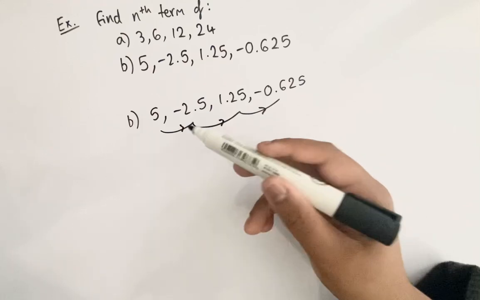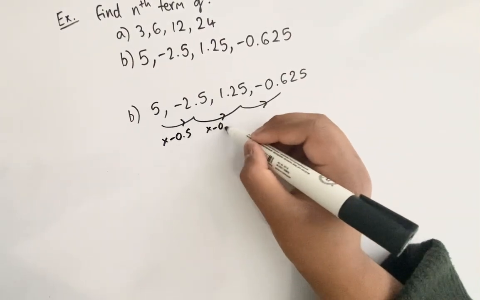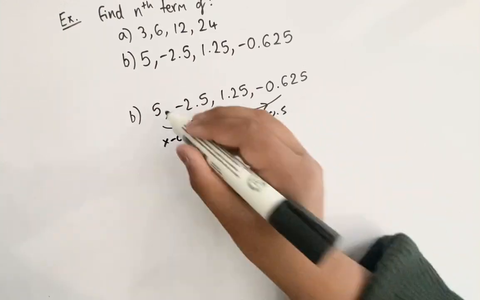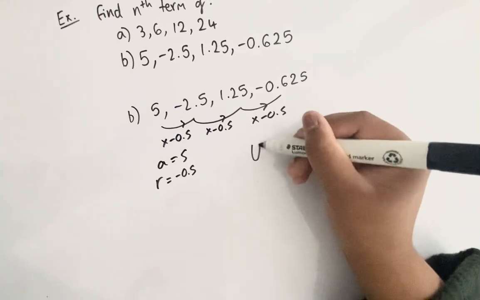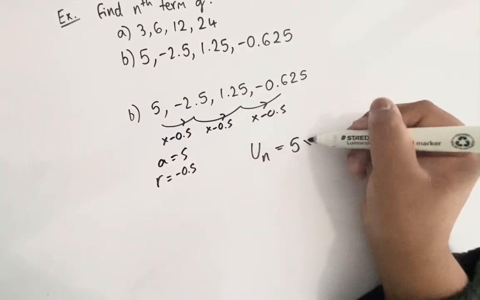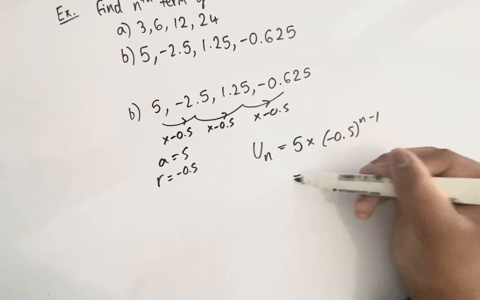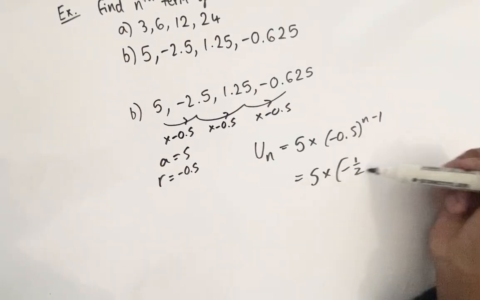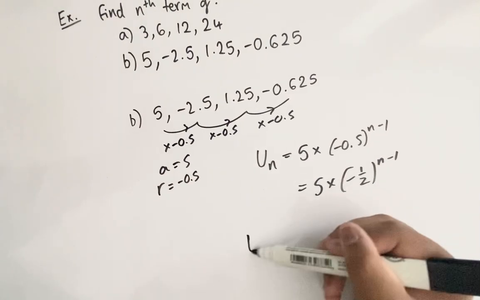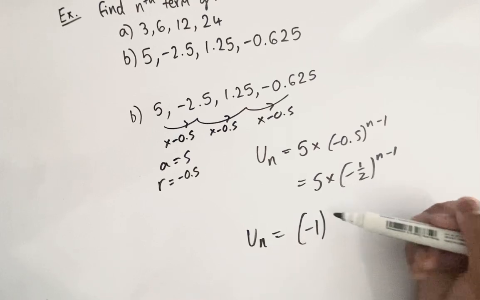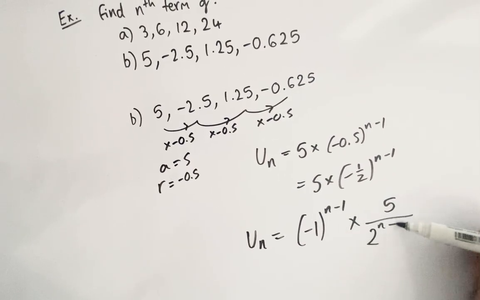For part B, we can see to get to the next term, we're just multiplying by minus 0.5 every time. The first term here, A, is 5, and R would be minus 0.5. So the formula for the nth term would be 5 times minus 0.5 to the n minus 1, or 5 times negative a half to the n minus 1, or you can do a little bit of rearranging with algebra to get un equals minus 1 to the n minus 1 times 5 over 2 to the n minus 1.